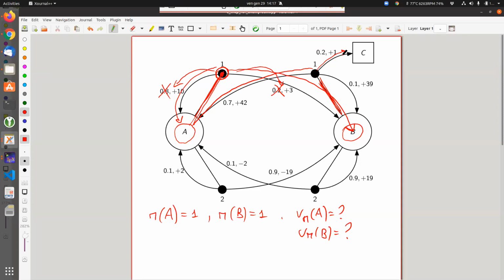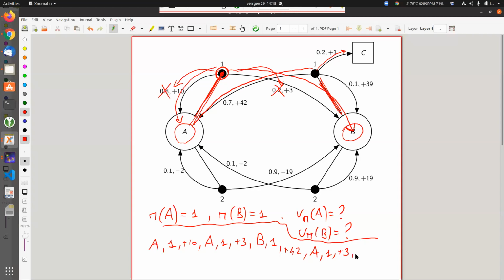I just described an episode that could be summarized this way: A, 1, plus 10, then A again, 1, then plus 3 happened, and then B, then I choose 1, then plus 42, then A, then 1, then plus 3, then B, then 1, then plus 1, then the end. I think this is the episode I was describing before.